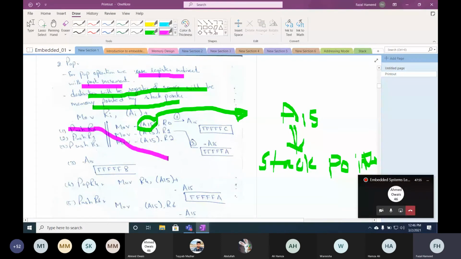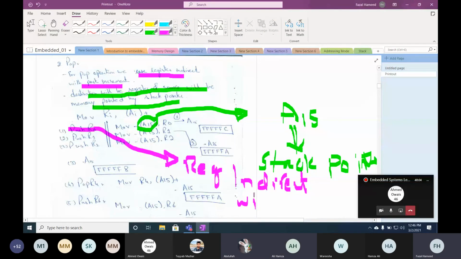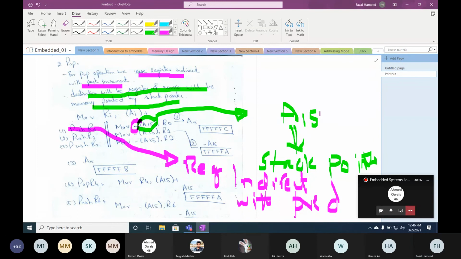Why? For the push operation, which addressing mode do we use? Register indirect with pre-decrement. This is the minus, pre-decrement, register indirect. And this A15, it means that now we are using A15 as what? Stack pointer. No, A15 is not the destination. The destination is actually memory. Who is pointing to that memory location? Stack pointer A15. Stack pointer or an address register?